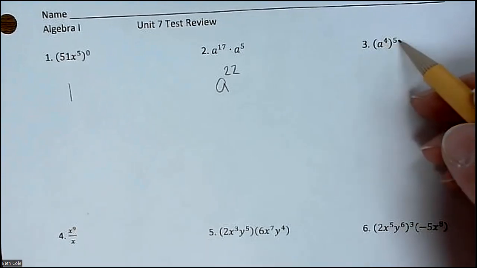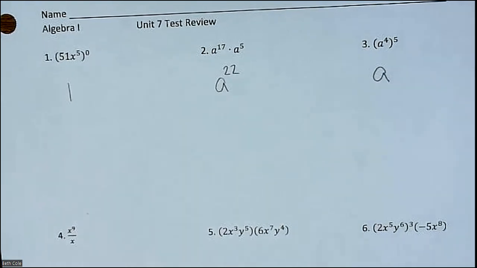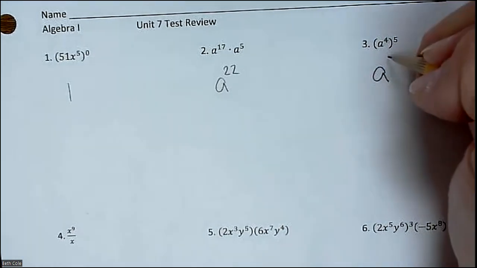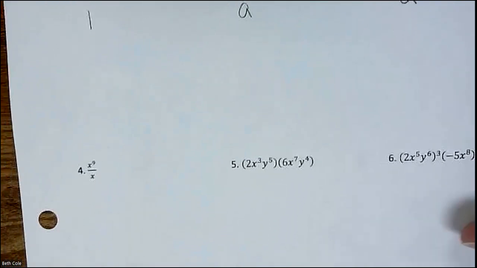Here you're doing a power to a power. That means that you do what to the exponents? Good, multiply. 4 times 5 is 20. Every single question is not going to be super difficult. There's going to be easy ones like that, okay?